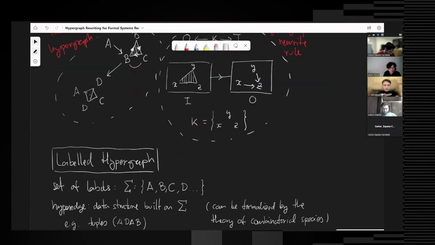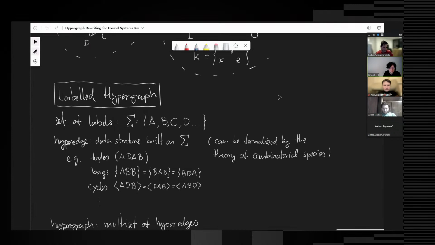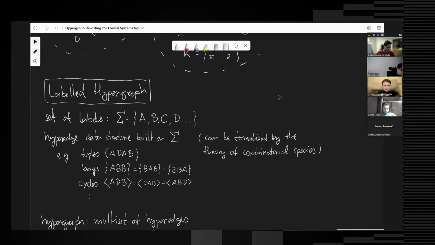What is a labeled hypergraph? Very briefly, for a labeled hypergraph you have a set of labels, and when I say set, I really emphasize that it's a set and not a multiset, not a tuple: distinct elements. And then a hyperedge is a data structure built from that set. By data structure, you can take your favorite formalization. I particularly like combinatorial species because it's naturally categorical, but really anything goes. You can also do things very pedestrian with just multisets, bags of bags of bags, and you can make tuples and cycles and all kinds of things.